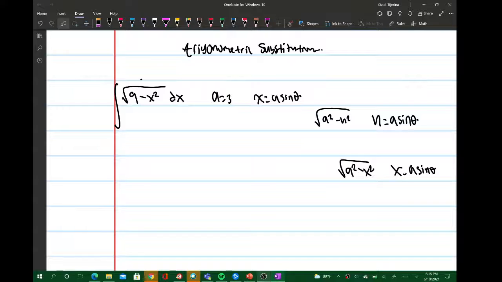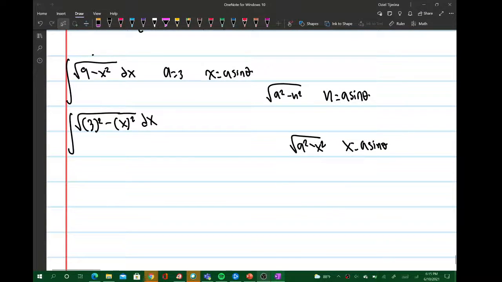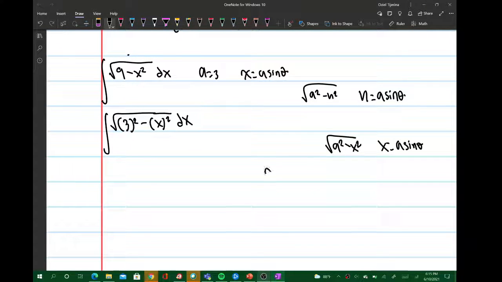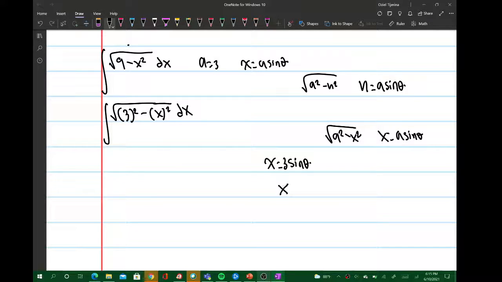And we know that a equals 3, because if we rewrite the integral, we can say that this is equal to the square root of the quantity 3 squared minus the quantity x squared with respect to x, or dx, right? So this is x equals 3 sine theta. So we know that x over 3 equals sine theta, right?